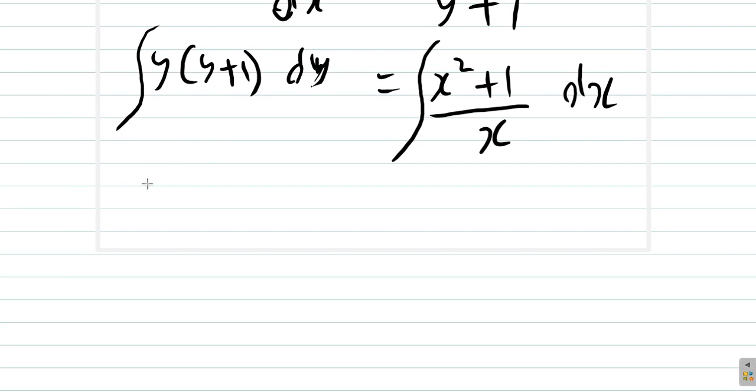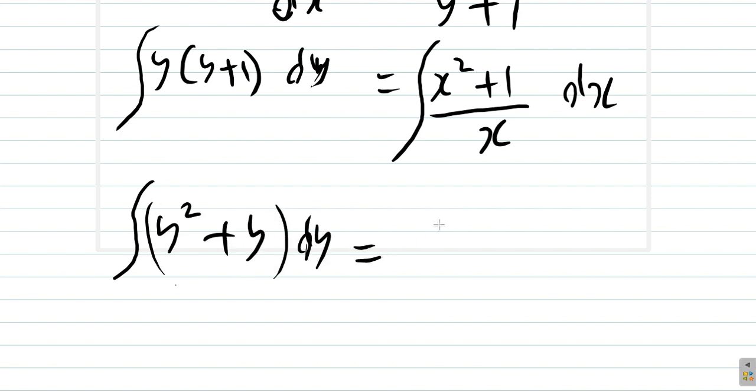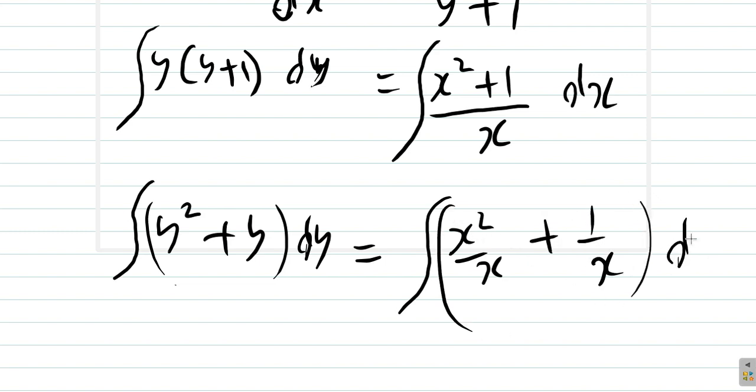So here now, let's multiply with the brackets. You have the integral of y squared plus y dy equals the integral of x squared over x plus 1 over x dx. But this part, x squared over x is x, so let's put the x there.